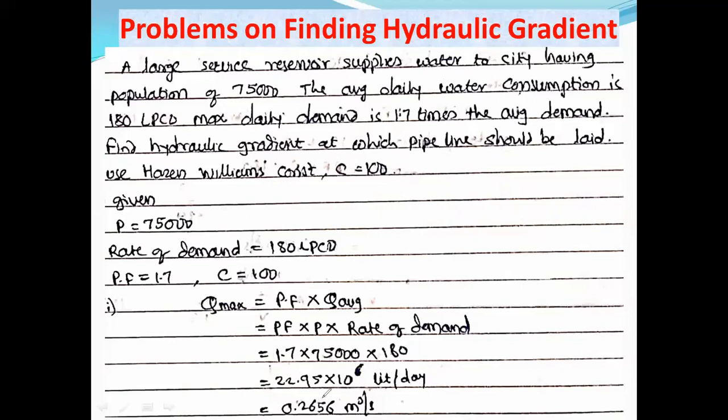What we have to do? We have to multiply this value by 10 to the power minus 3 and divide this value by 24 into 60 into 60. Yes? Yes, sir. Correct. Okay.